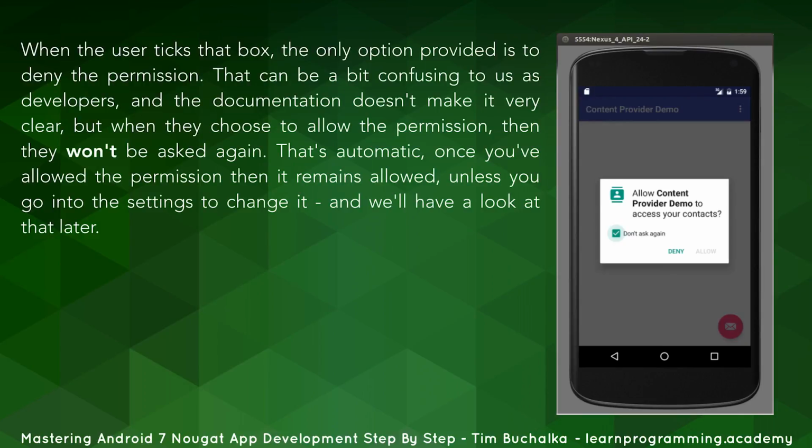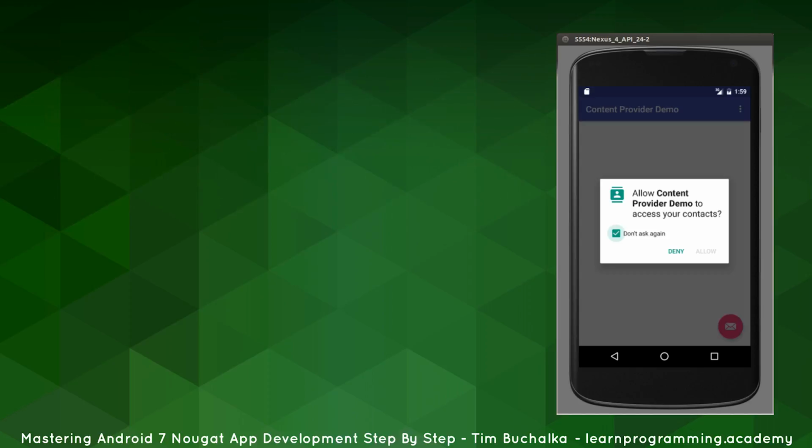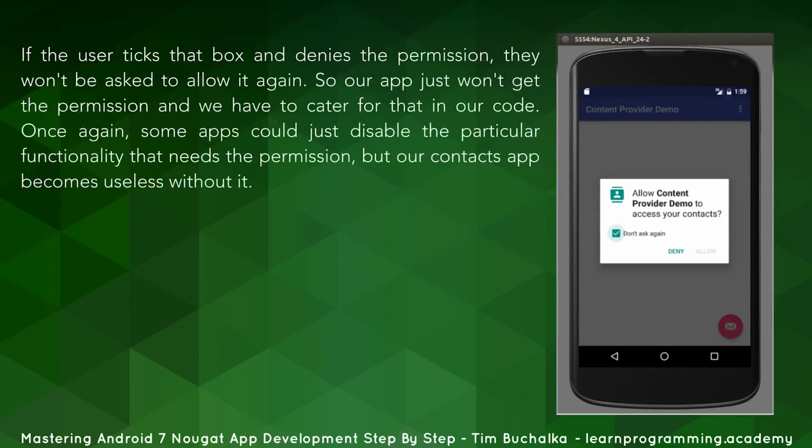Now this can be a bit confusing to us as developers, and unfortunately the documentation doesn't make it very clear, but when they choose to allow the permission, then they won't be asked again. That's automatic. Once you've allowed the permission, then it remains allowed unless you go into the settings to change it, and we'll have a look at that later. If the user ticks that box and denies the permission, they won't be asked to allow it again. So our app just won't get the permission and we'll have to cater for that in our code.